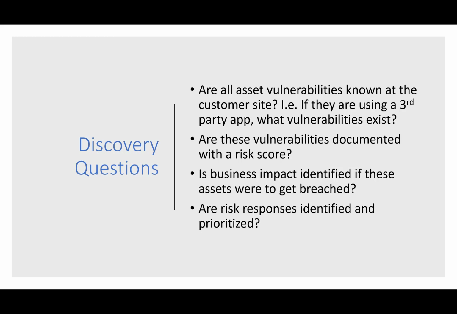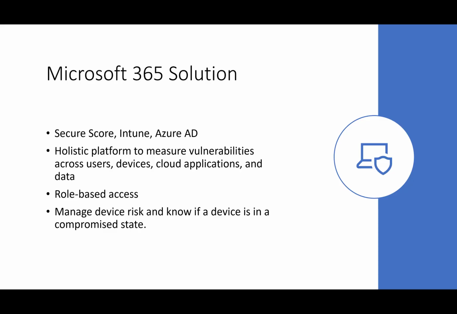Is business impact identified if these assets were to get breached? Are risk responses identified and prioritized? So two big ones here. We really need to understand the impact when somebody onboards a third-party application. If they get breached, what is the impact to the company, and what risk response are we looking at for these particular applications in general as well? So from the M365 side of things, we're looking at Secure Score, Intune, and Azure AD.